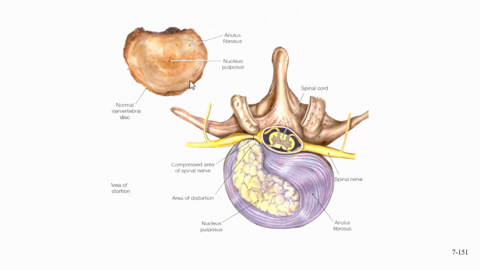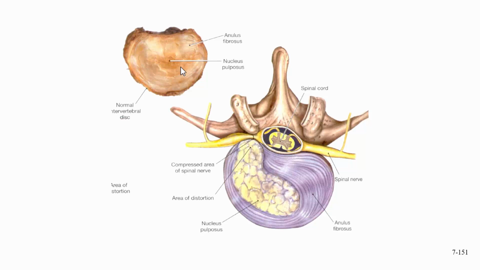And so looking at an actual intervertebral disc, again, we see the nucleus pulposus in the center and the annulus fibrosus creating the intervertebral rings. Okay, so this would be a normal intervertebral disc.